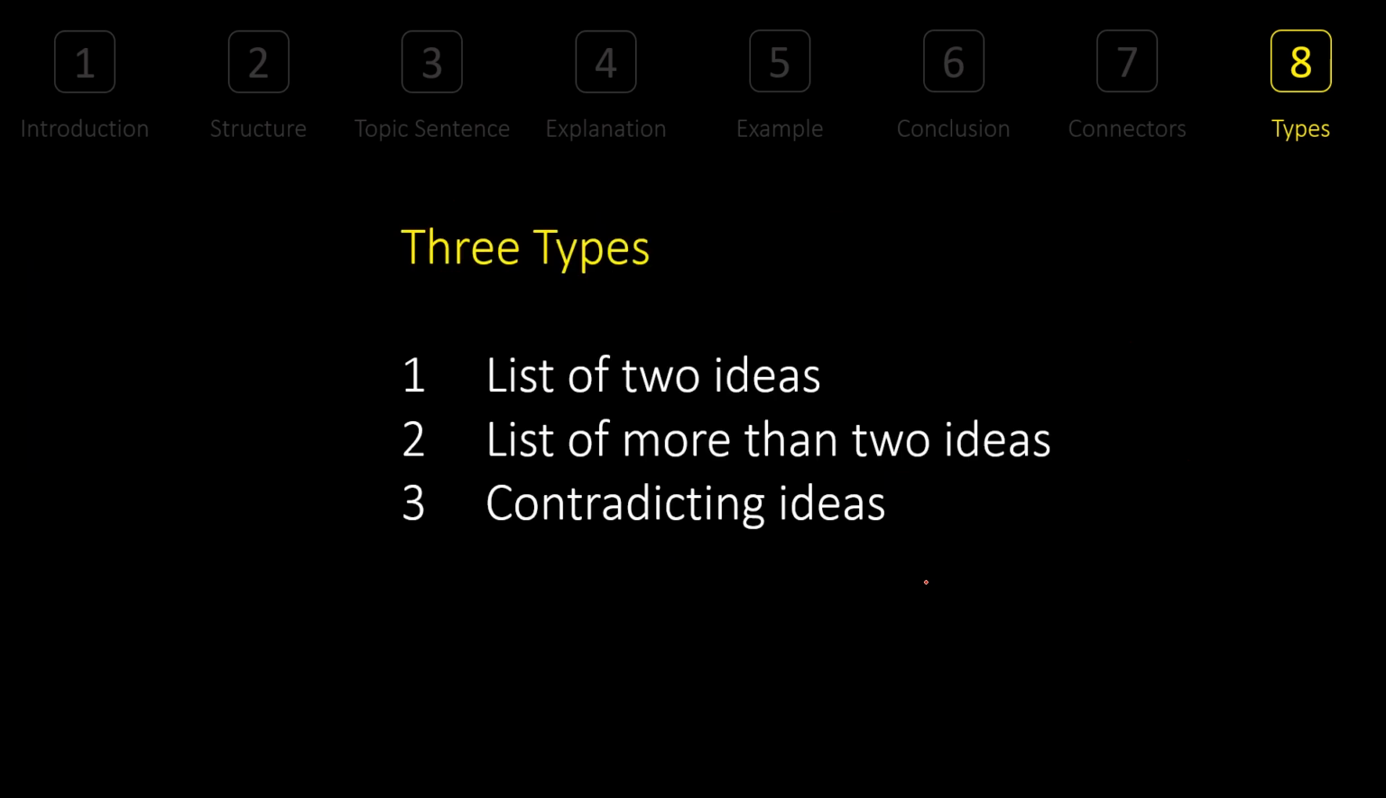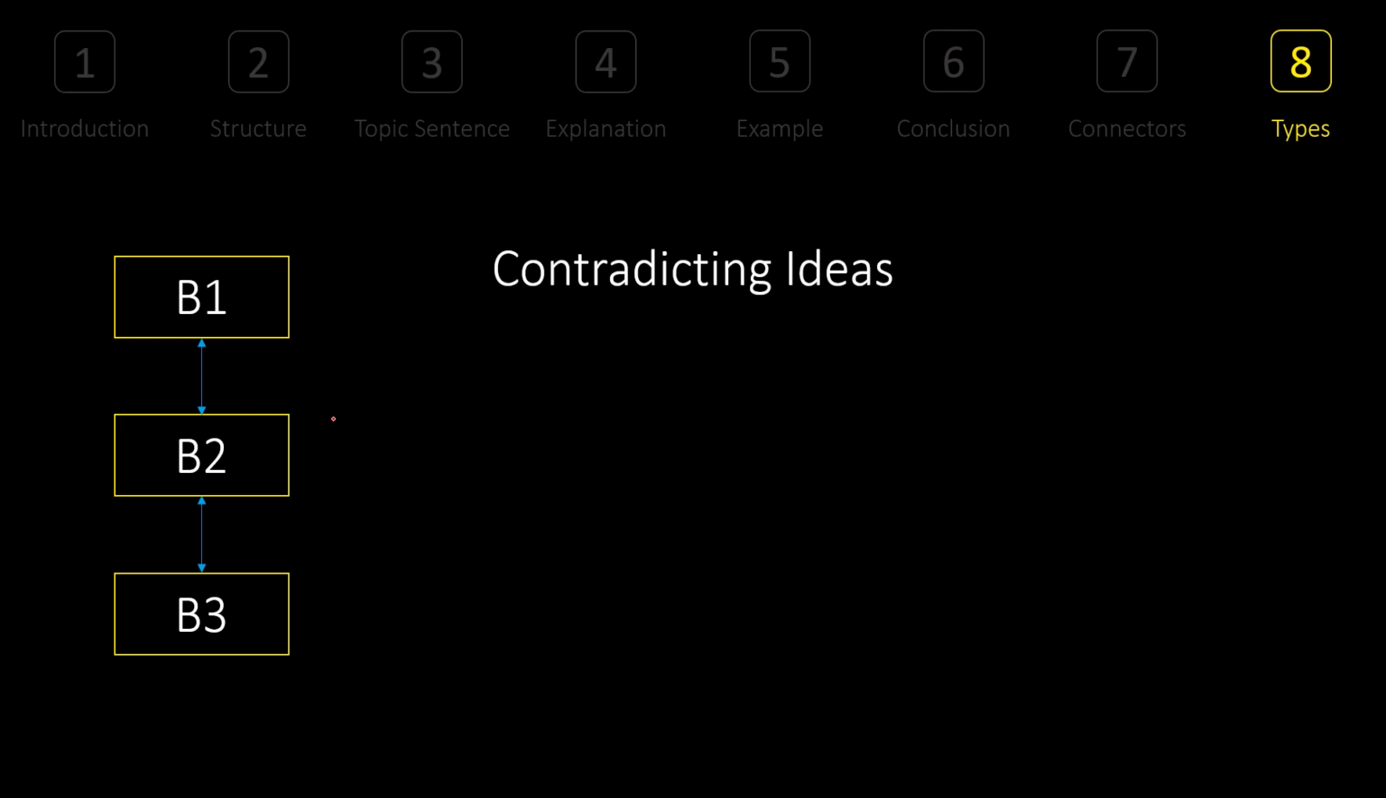Now the third one is, like we said, when we have different ideas. Contradicting ideas. What is the meaning of contradicting ideas? Earlier we said there are similar ideas in a list. It could be 2 or more than two ideas. But what if we have contradicting ideas? So this first one contradicts with this one. Say this paragraph talks about the advantages of something. However, this one talks about the disadvantages of it. You understand what I mean by that?